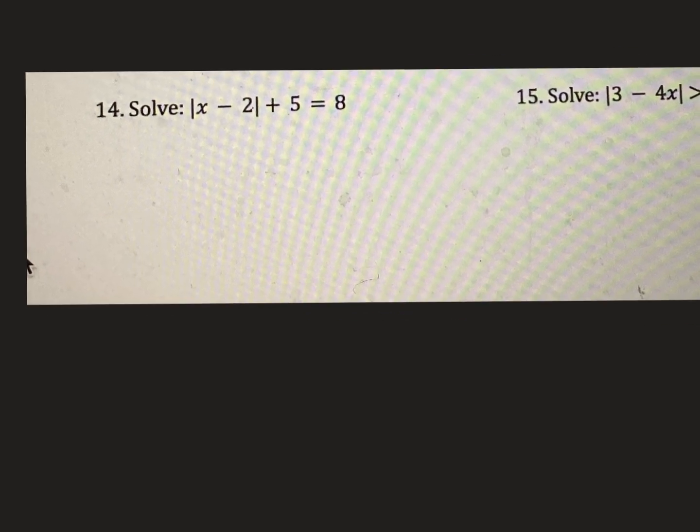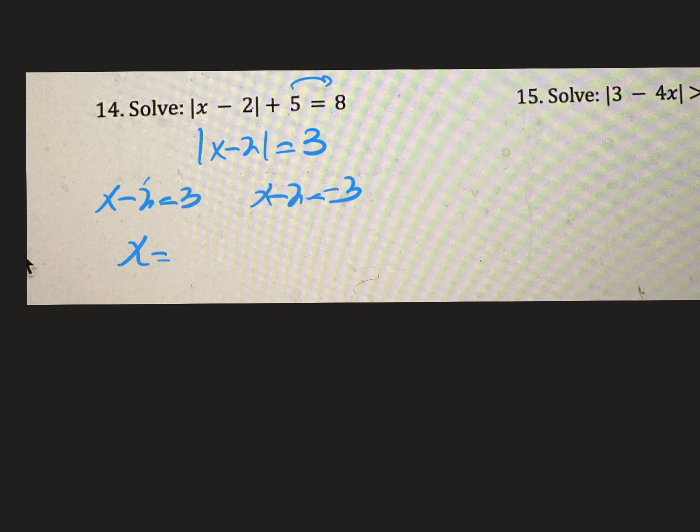That's kind of crazy. Okay, so 2 bars, 2 answers. So moving the 5 over first. You must isolate the absolute value before you solve it. So that's saying what 2 numbers have absolute value of 3? Well, 3 does, and so does negative 3. So I'm going to solve both of those. Move that 2 over, that gives me 5. Move that 2 over, gives me negative 1. There's my 2 solutions there.